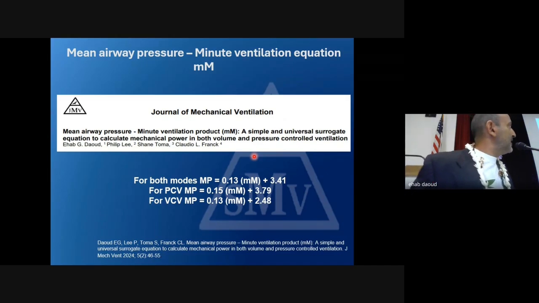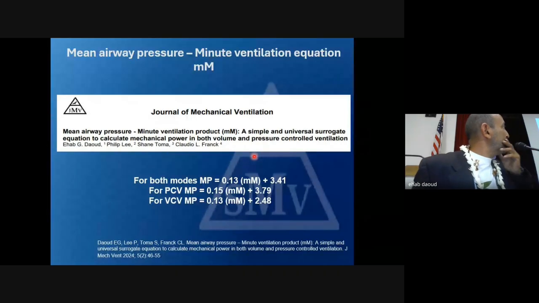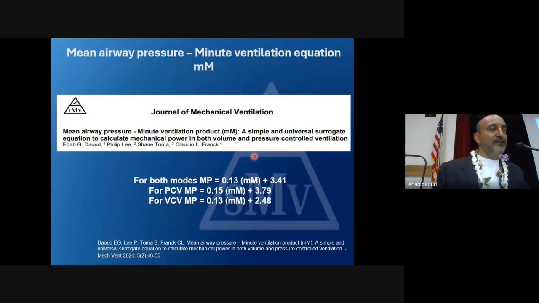We called it the M&M equation. I thought it would be actually a pretty catchy name, M&M, like the candy. But now, thinking about it, it actually sounds pretty stupid. But anyway, so what is M&M? Small m is the mean airway pressure, and the big M is the minute ventilation.